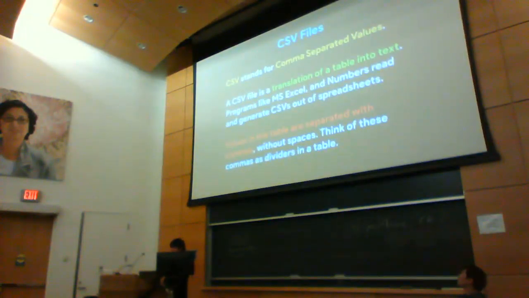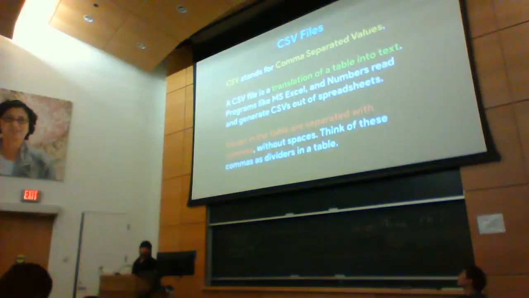The type of file you guys have been working with quite a bit is CSV files. Again, CSV stands for comma separated values. It's basically a translation of a table into text. Programs like MS Excel, Apple's Numbers, or any spreadsheet program have the option to convert your table into a CSV file, so all the values in the columns are separated by commas.